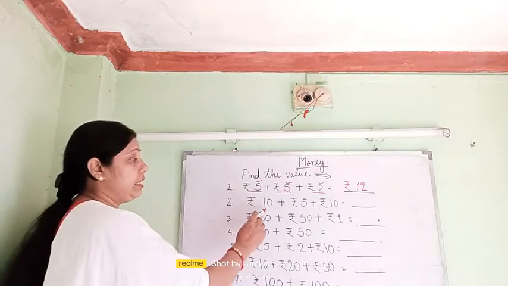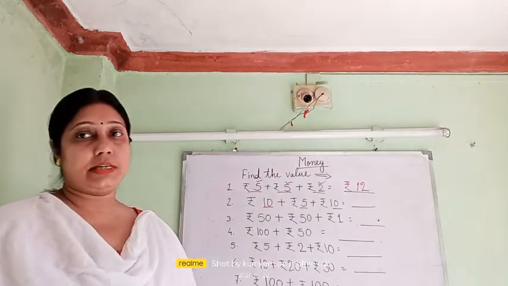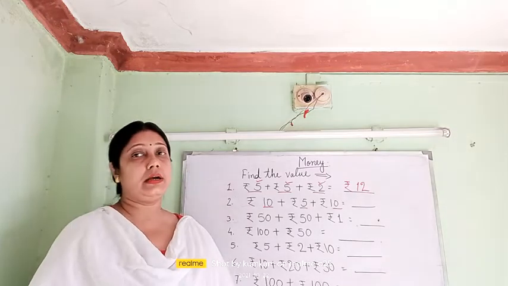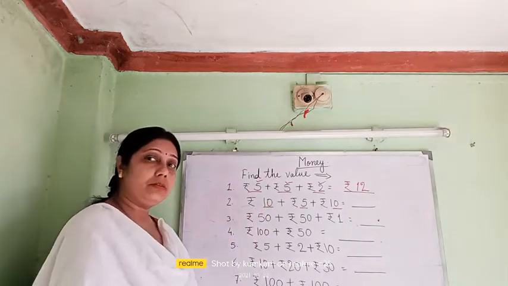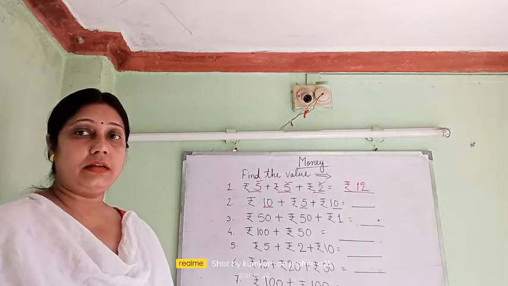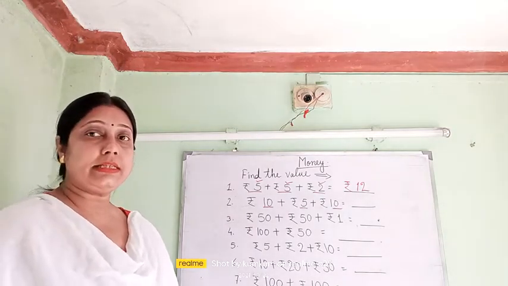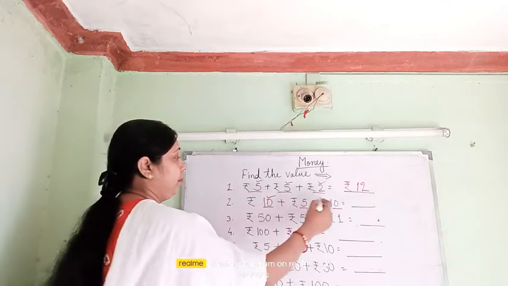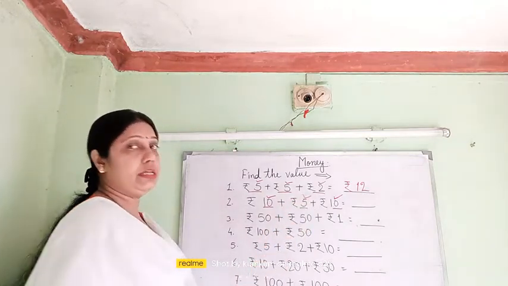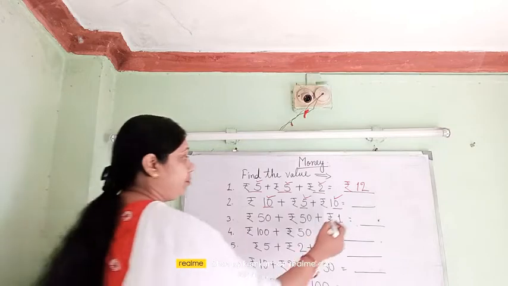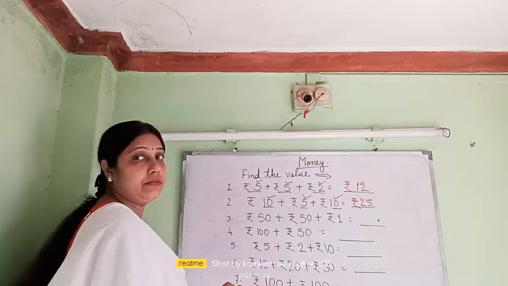Next one, see, 10 rupees plus 5 rupees plus 10 rupees. Now one is a single-digit number, another is a 2-digit number. So what you can do, you can add verbally also, or if you feel it is hard, you can do the rough work and add. This question let us do verbally. See, it is the trick. 10 plus 10 is 20 and 20 plus 5 will be 25. So 25 rupees. First I will put the rupees sign and then I am writing here 25.